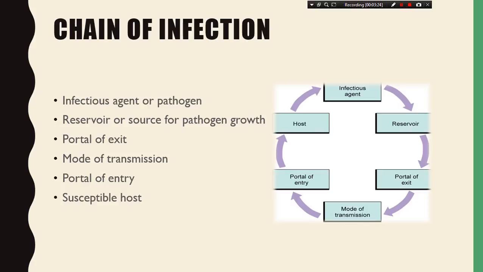Portal of entry encompasses the same places pathogens exit from. A host's susceptibility to an infectious agent depends on its resistance to a pathogen. Factors that affect susceptibility are age, nutritional status, and the presence of chronic disease, trauma, and smoking. Remember, hand hygiene is the most effective way to break the chain of infection and control transmission of infections.